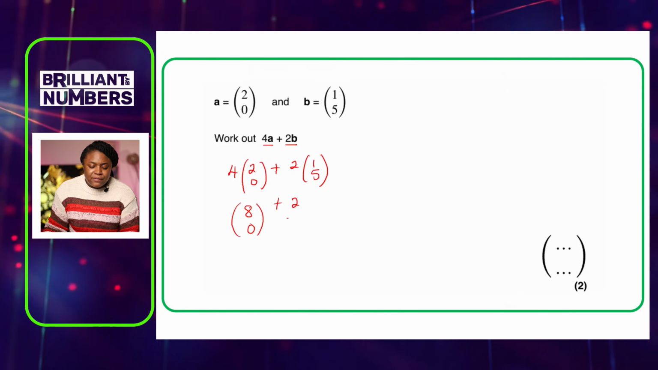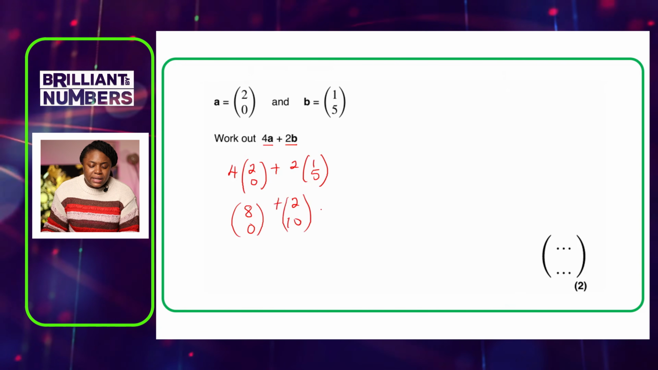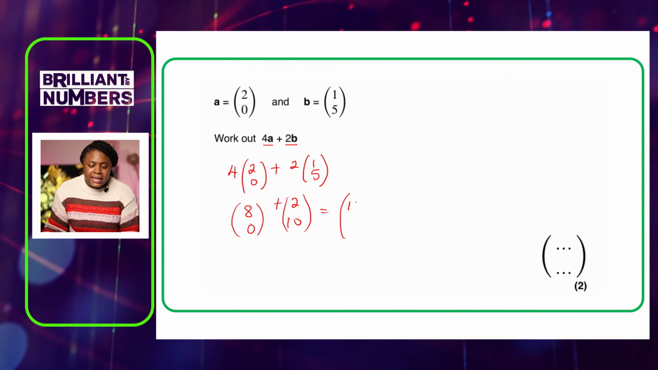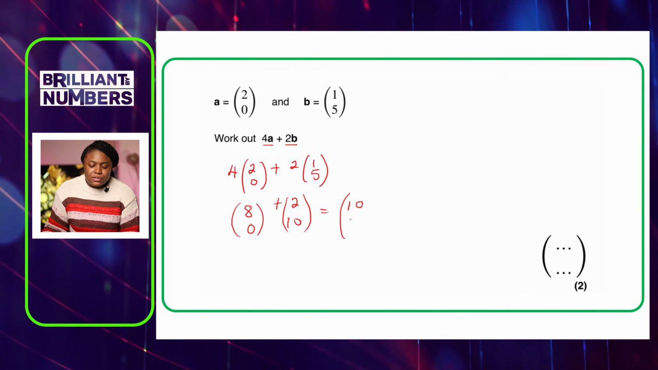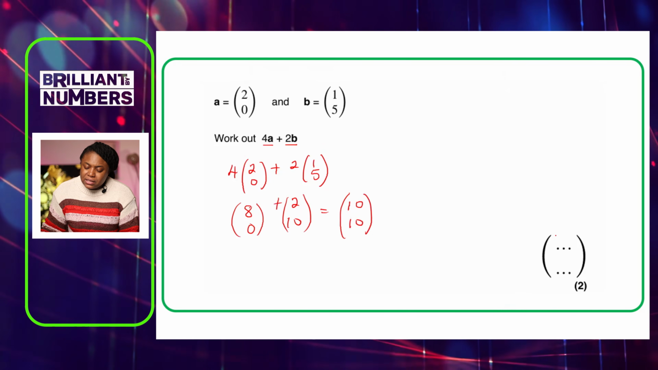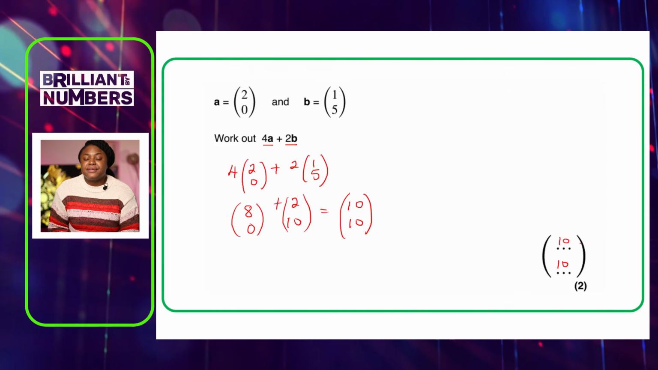And 2 times 5, which is 10. Add them together, we get 8 plus 2 is equal to 10, and 0 plus 10 is also 10. So the vector is 10, 10.